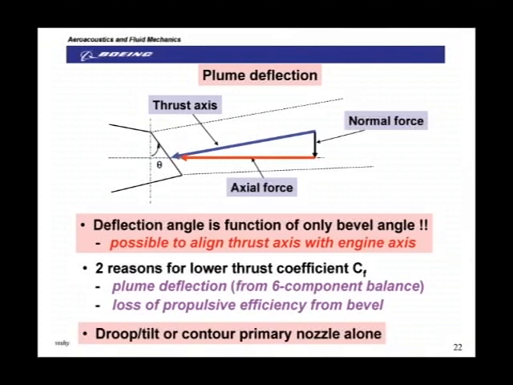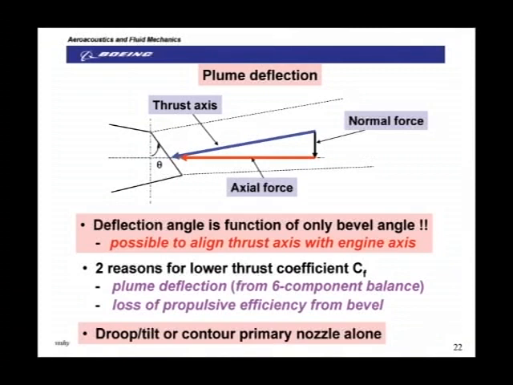The thrust axis lifts off because the flow is flowing up now. So you have an axial force in red, the thrust axis is blue, and you introduce a normal force. Now the deflection angle, what I've found is only a function of the bevel angle. So once you cut the nozzle at a certain bevel angle, it's not a function of the pressure ratio, which is very encouraging because you can modify this nozzle to align the thrust axis with the engine axis. I told you we have a 6-component force balance, so I can measure all these components and calculate the deflection angle, which is what I've done. And most of the thrust loss we've associated with this nozzle is due to this cosine effect of the red, which is not the blue, which is the thrust axis.